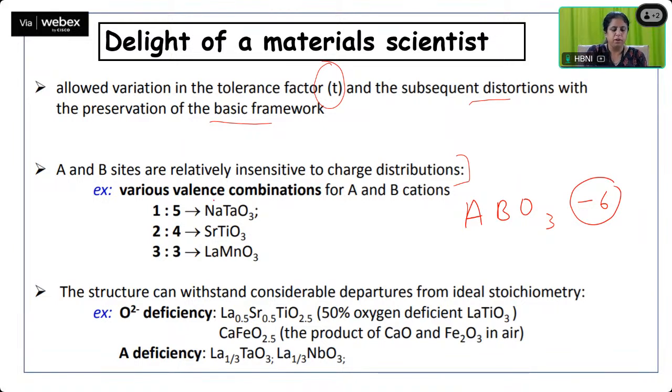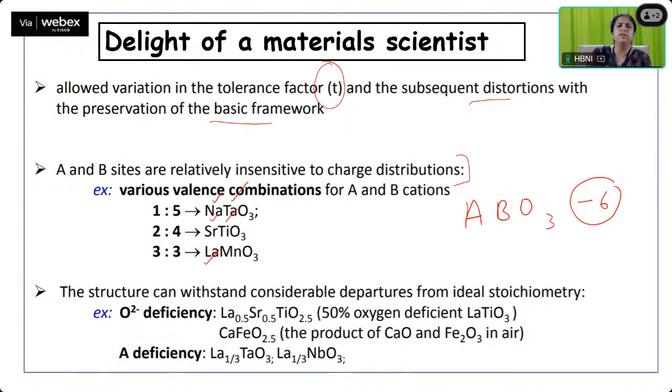AbO3 is one of them. You can have 1 and 5, sodium and tantalum, Na plus, Ta5 plus. You can have 2 and 4, Sr2 plus, Ti4 plus. LaMnO3, 3:3, La3 plus, Mn3 plus. So various valence combinations are possible, maintaining the charge electroneutrality.